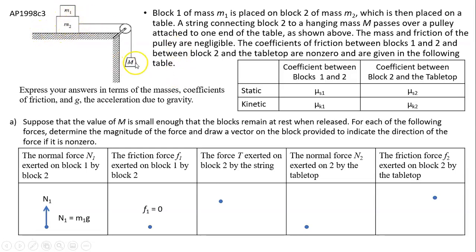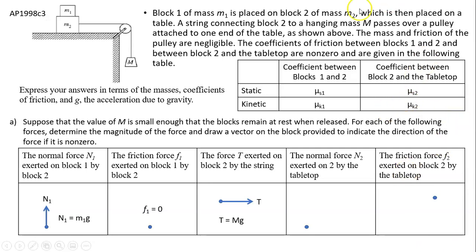And on big M, since M is at rest, the gravity force on big M and the tension force on big M have to be the same. These two forces, the tension on the string, have to be the same. So the force T has to be the same as on big M, and on big M, we know that is just mg. So T equals mg.